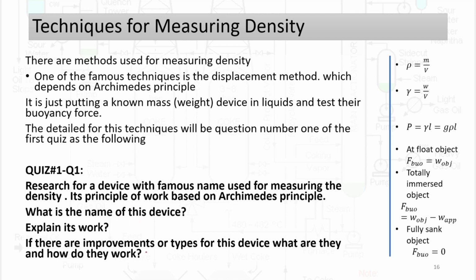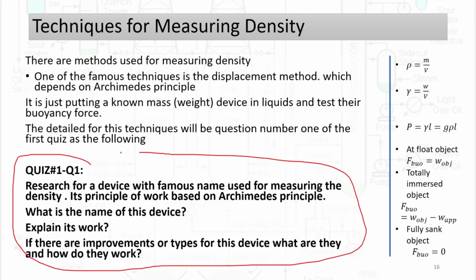Explain it and give me the types and explain the types if there are types, and I'm sure there are. From now I will tell you there are types for this device. Just explain what the difference is between these types. By the way, it is part of quiz number 1. You will need to submit it to me, inshallah, in the coming weeks. I will give you, inshallah, a location for submitting the answer for this quiz.